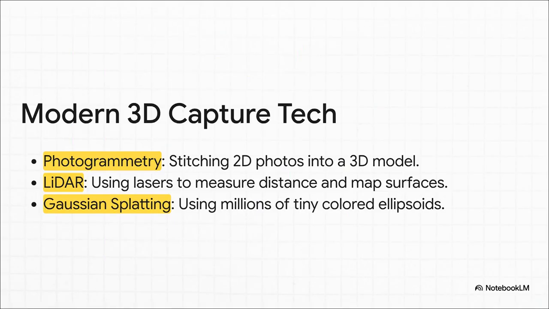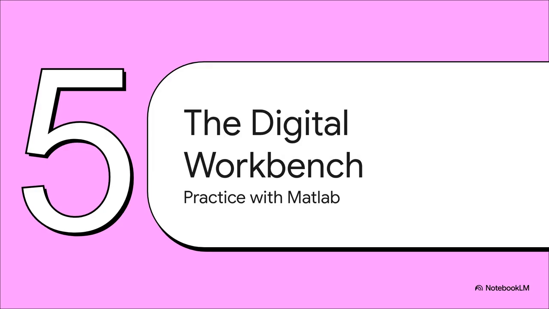And the technology for capturing the real world this way is advancing like crazy. Photogrammetry cleverly stitches together hundreds of 2D photos. LiDAR, which you might even have on your phone, uses lasers to measure distance with incredible precision. And a brand new, cutting-edge technique called Gaussian splatting can create these stunningly photorealistic 3D scenes from millions of tiny colored particles.